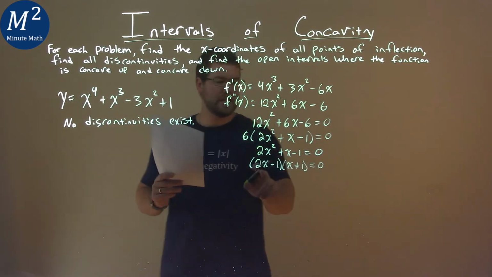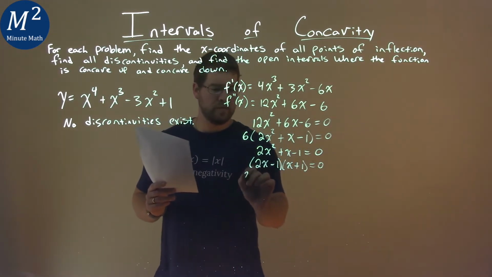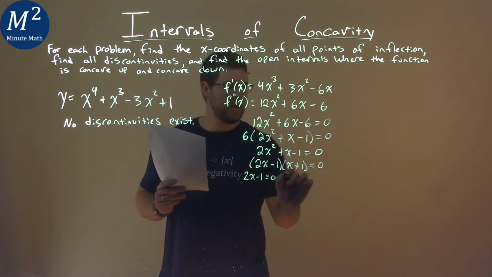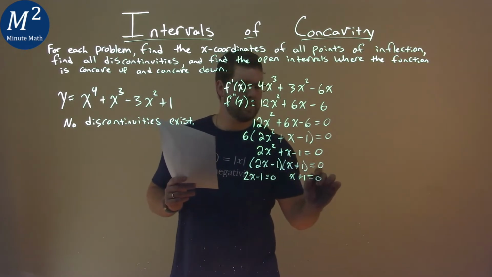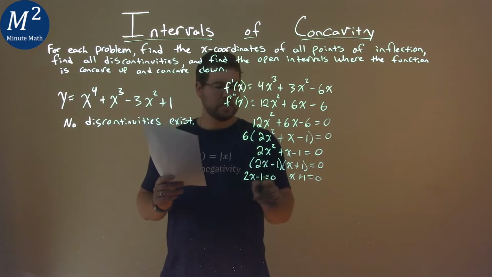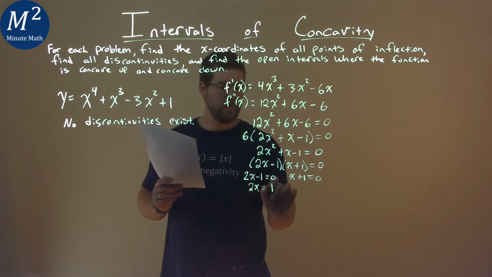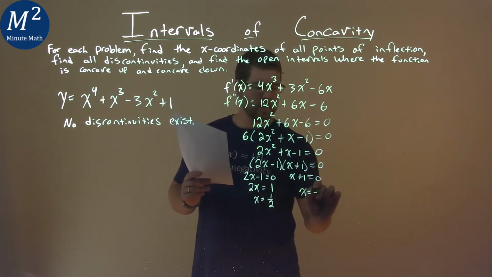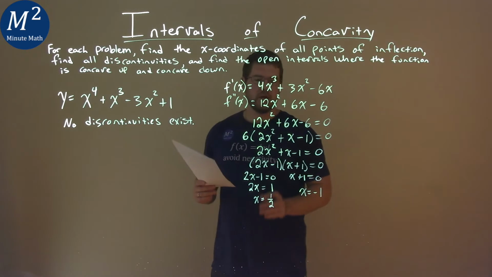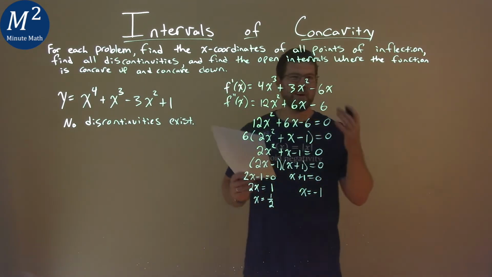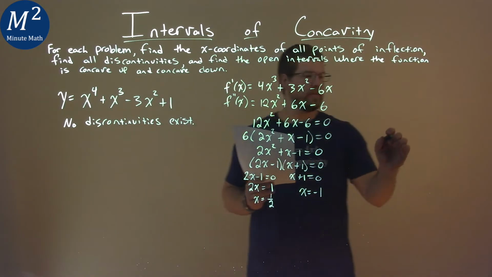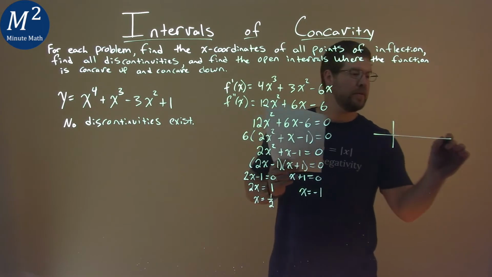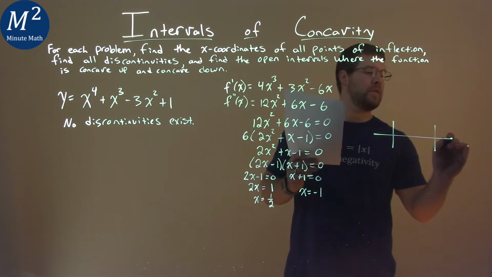And then from there we set each parenthesis equal to 0 and solve. 2x minus 1 equals 0, and x plus 1 equals 0. Here, add 1 on both sides, 2x equals 1, and x equals 1/2. Subtract 1 on both sides, and x equals negative 1 here. So we have 2 points here. We need to make our little chart for the second derivative test. So, I make my chart right here, within the bounds.